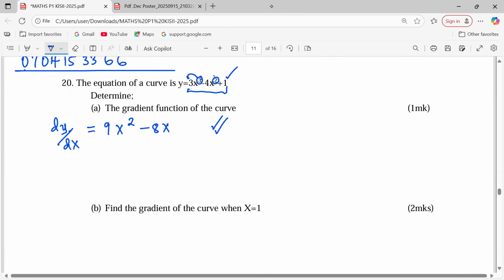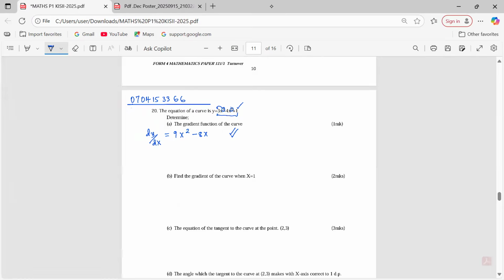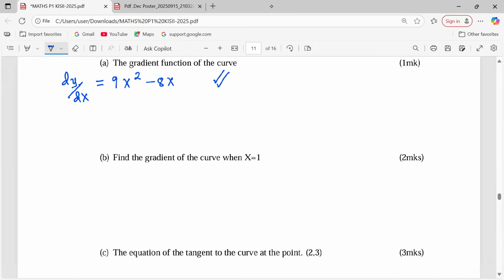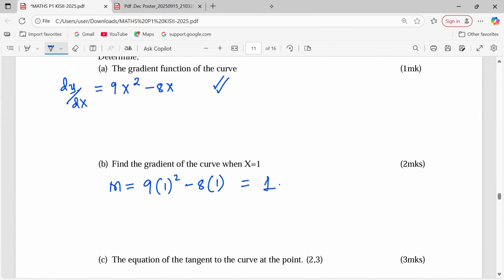Part B of this question, we are told to find the gradient of the curve when x equals 1. So the gradient m shall be given by 9 times 1 squared minus 8 times 1. This is 9 minus 8, which is just 1. So that is the gradient at that particular point.